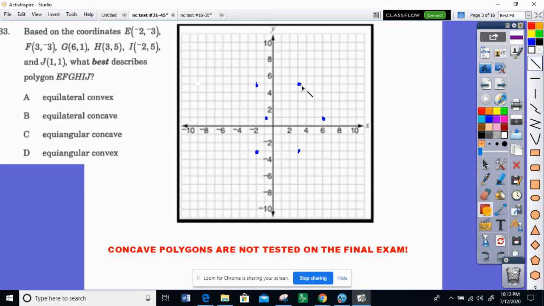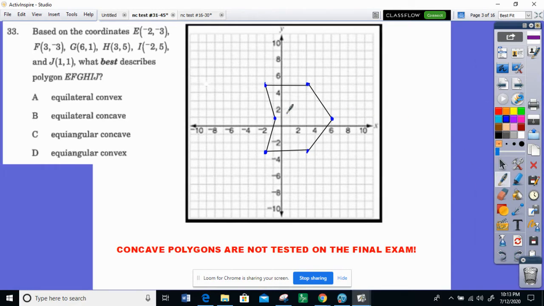So what is the difference between equiangular and equilateral? Well, equilateral means all the sides are the same length. Equiangular means all the angles are the same measure. So we can pretty clearly see that this angle right here is larger than this acute angle and these obtuse angles, so it is not equiangular. It is equilateral, and if you want to look up what concave polygons are on your own, then more power to you, but that will not be covered on the final exam, so we're not going to go into it here.